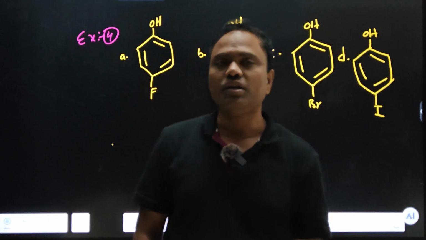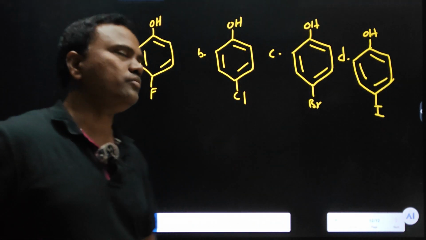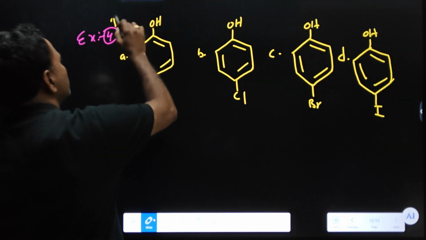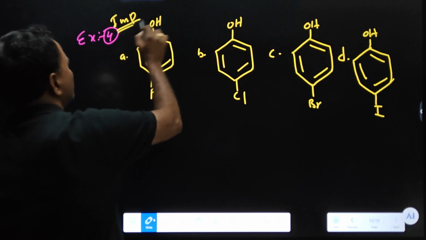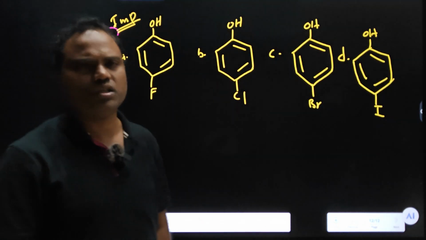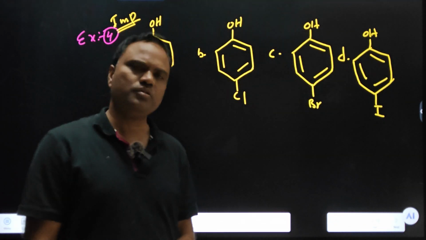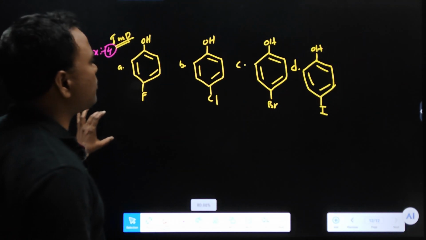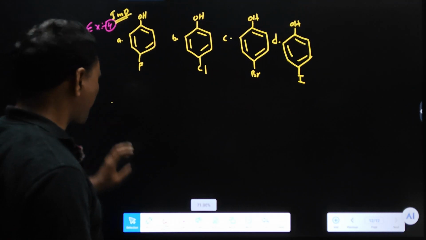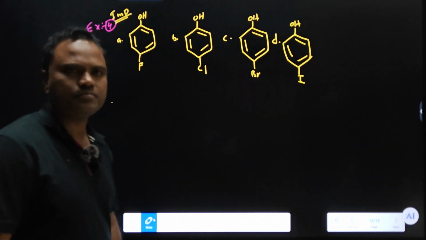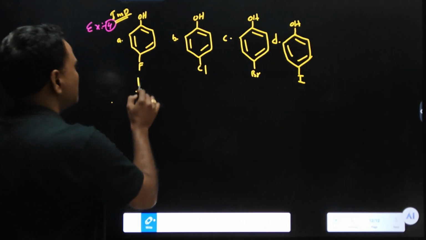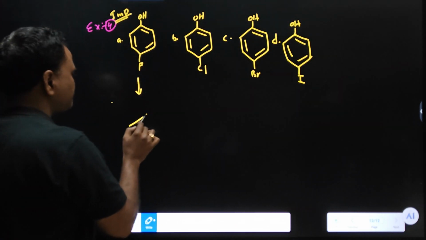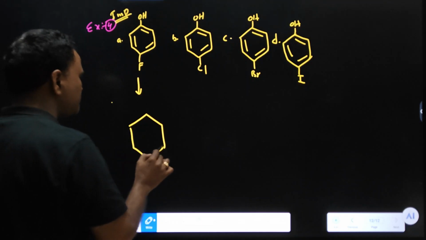Let us see. That's why I said this is an exceptional case and very important for JEE Mains. For NEET students also it is important, but rarely you will get these types of questions, right? Okay, let us do one thing. Write conjugate bases for all. How to write a conjugate base? Remove H and write the conjugate base.